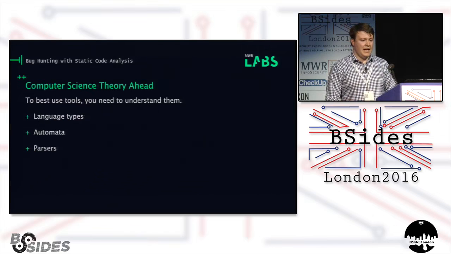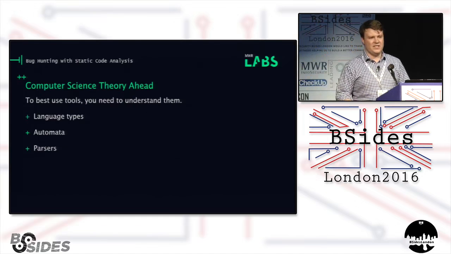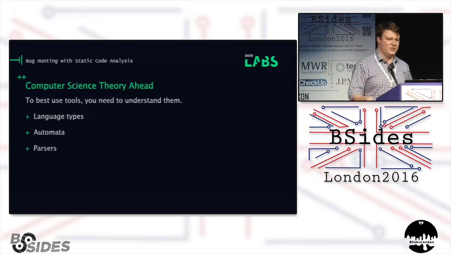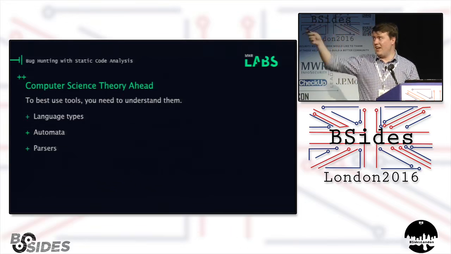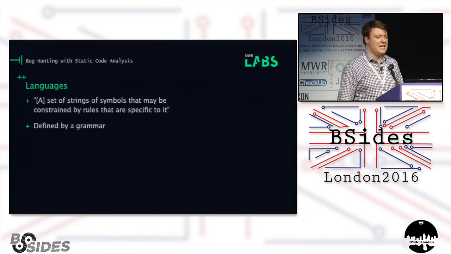So, bit of a warning here. In order to get our heads around how a lot of these tools work, there's going to have to be a bit of computer science theory. Apologies to those of you who've done compiler courses already. Equally, apologies to those of you where I'm trying to fit, I don't know, 2 semesters worth of compiler theory into about 15 minutes. This is going to move quite fast. Broadly speaking, we're going to have to cover language types, automata, and then how you build parsers from automata.